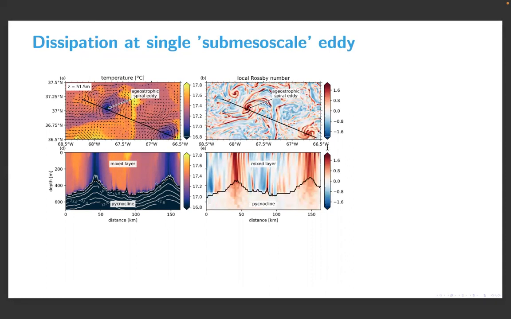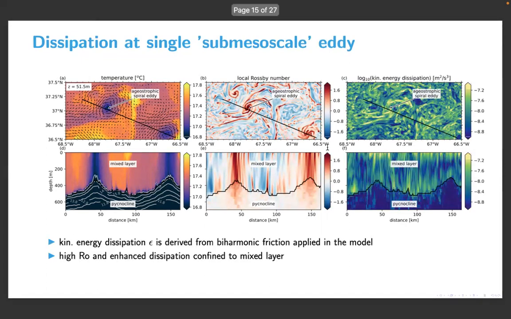Now we also look at the dissipation, and when I say dissipation, I mean the dissipation that we use in the model. We have a biharmonic operator that dissipates momentum, and from this you can calculate the energy dissipation. The energy dissipation comes with two parts: one is a flux term, and the other is a negative definite term. We are only diagnosing the negative definite term, where energy is not redistributed but really taken out of the system, really dissipated. As you can see, the dissipation here is quite enhanced in the mixed layer, and then below the pycnocline there is nothing.